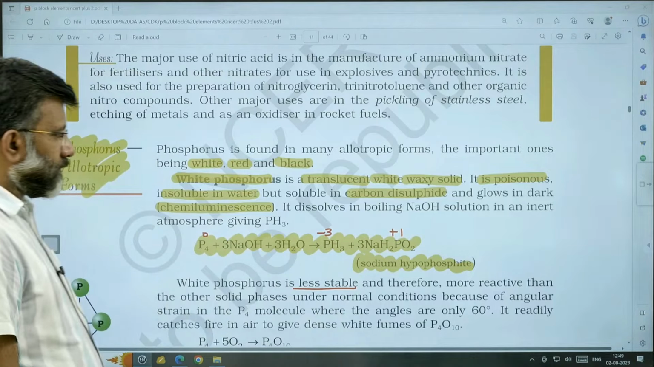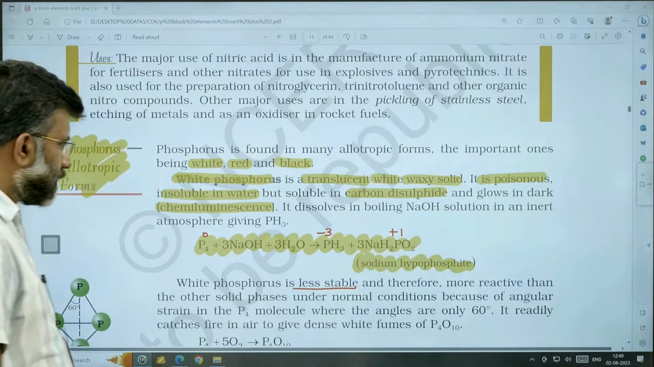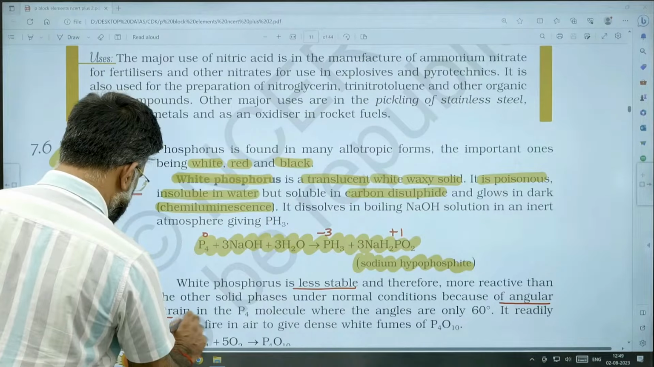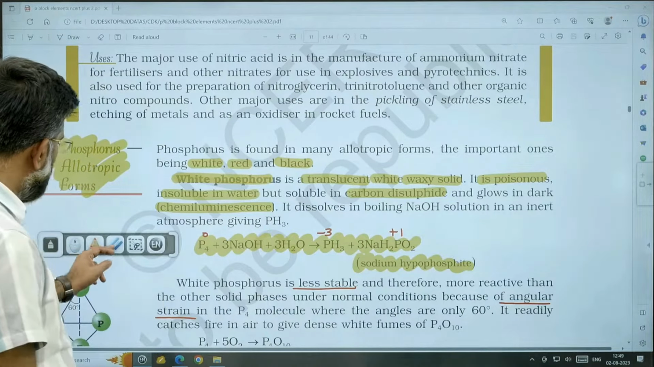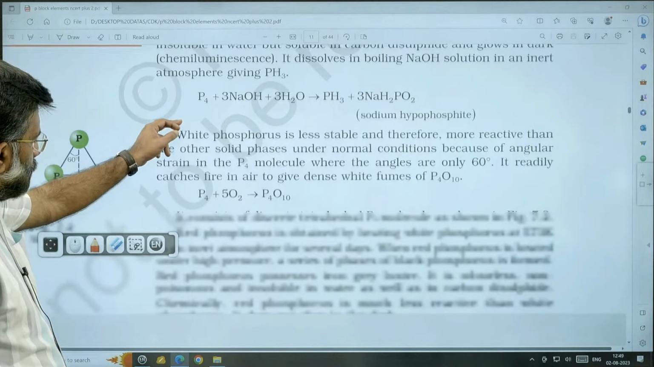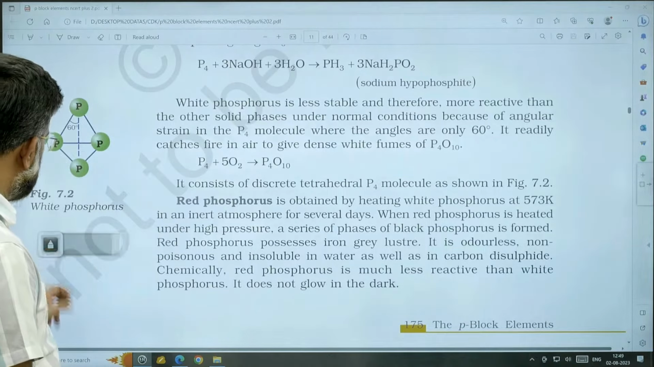White phosphorus is less stable and more reactive than the other solid phases under normal condition because of angular strain. It carries an angular strain. Look at the structure of white phosphorus. Four phosphorus atoms are available at the vertices of a tetrahedron.